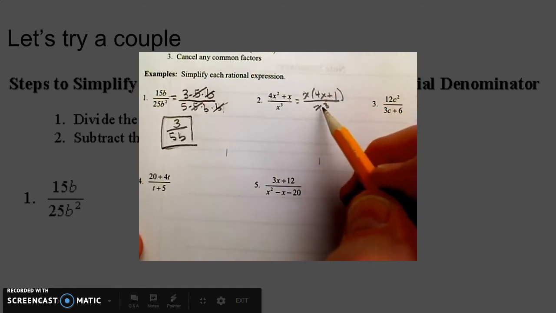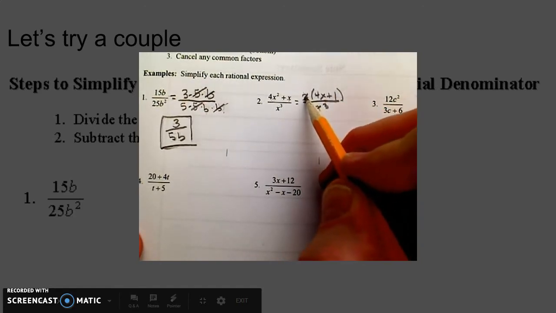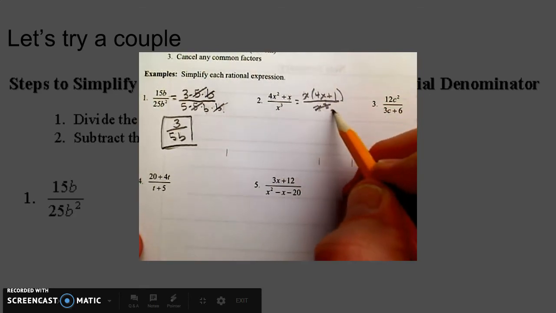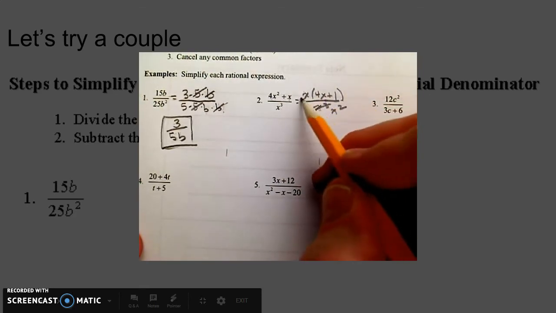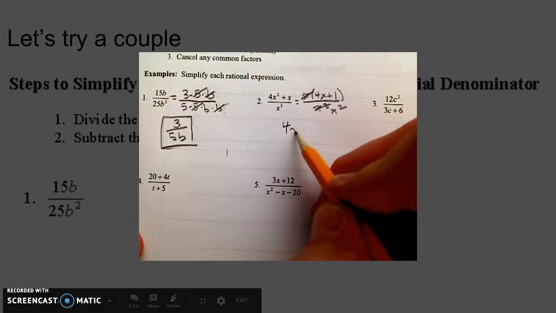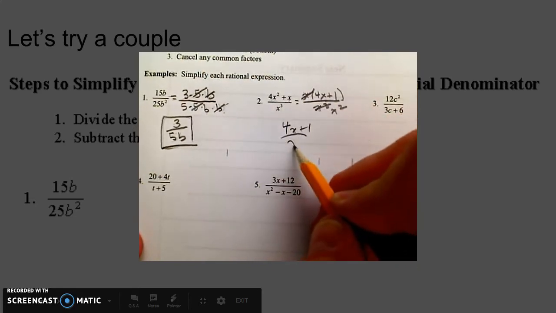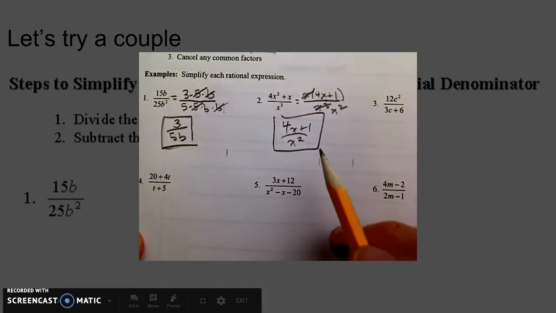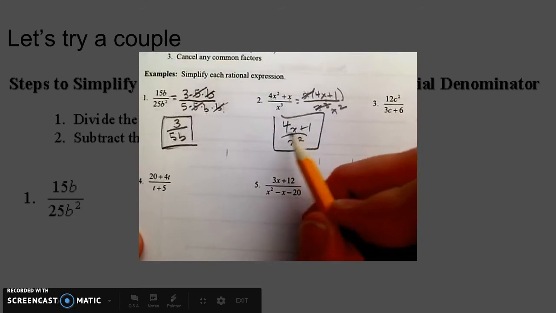So I can think about being able to identify a factor of x in the numerator. I've got 3 factors of x in the denominator. So I can divide out one of those. So 4x plus 1 over x squared. Super important to recognize here that I can't go any farther than this.